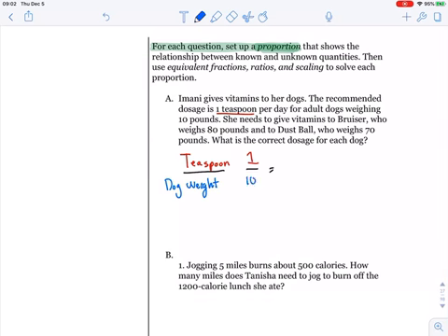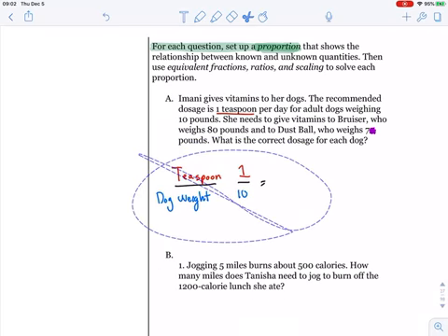Okay? And that's for every 10 pounds. All right, so we need to figure out how much Bruiser gets, who weighs 70 pounds. And there's a typo here. Dustball only weighs 7 pounds, not 70.